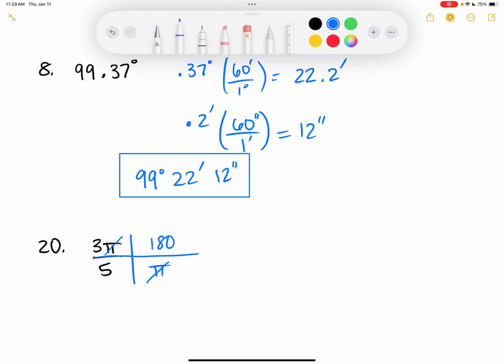And then we try to reduce it if possible, or wait, never mind. We're not reducing it because it's pi. We're just getting a number. I've been teaching the other method in algebra 2. Anyways, so how many degrees is this? 108.